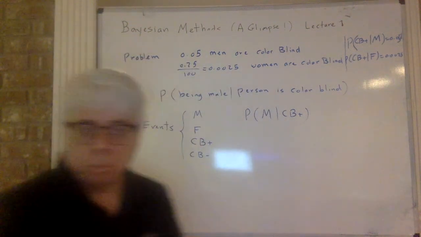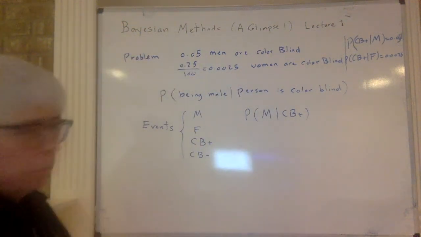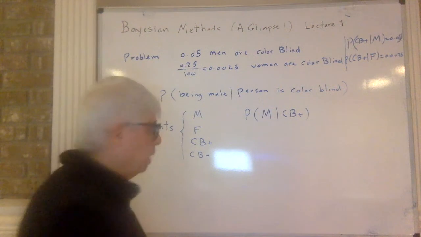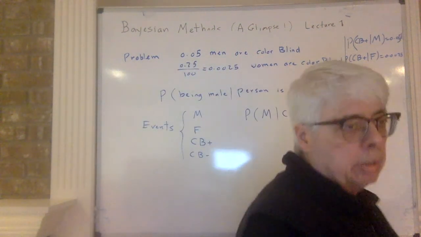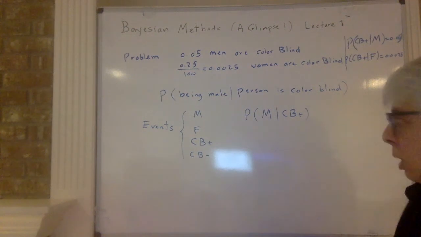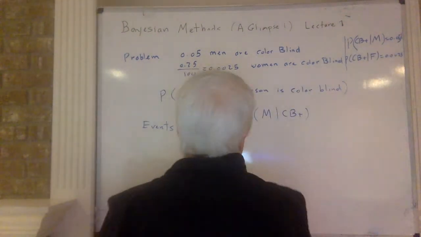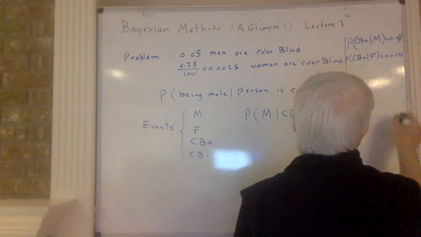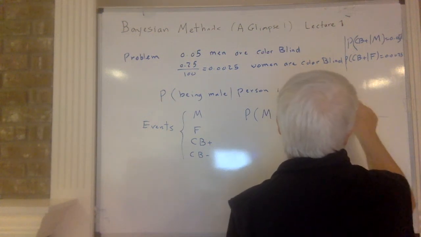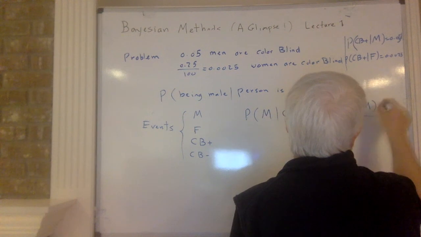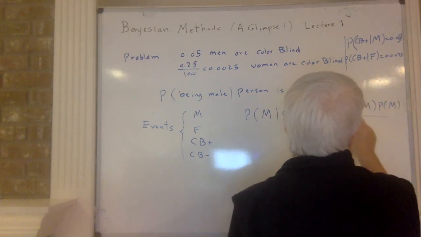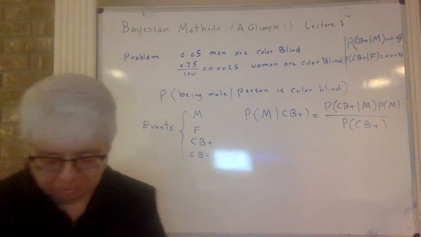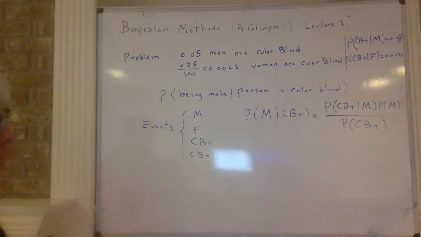So it's important to write them down correctly. And just imagine, what is the first one saying? What is the second one saying? What is it asking for? Is it conditional or just simple? So anyway, I want this. Well, this is in fact Bayes. It tells me that this is P of CB plus given M, P of M, divided by P of CB plus. You can see that the same pattern is emerging like that for COVID-19, right?